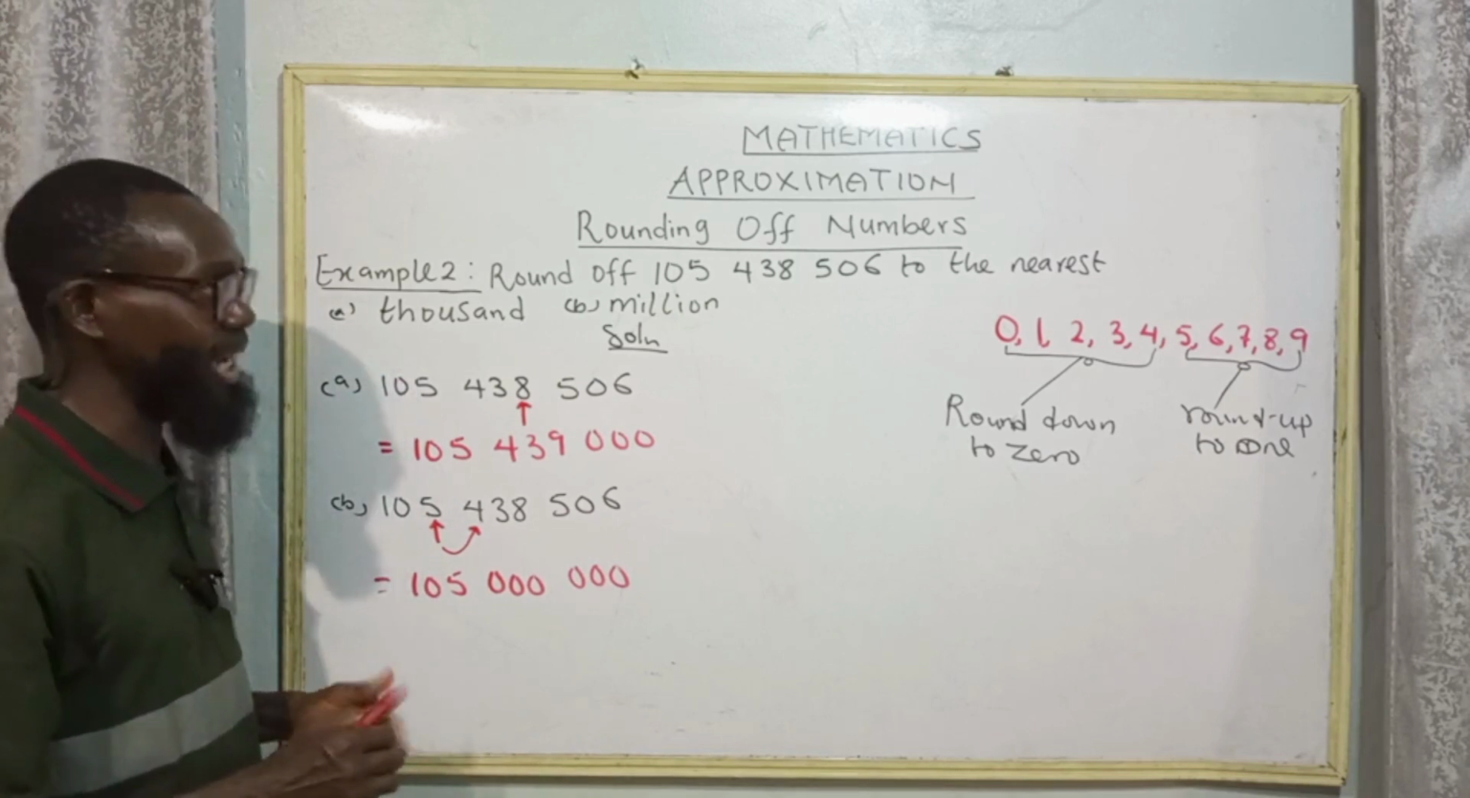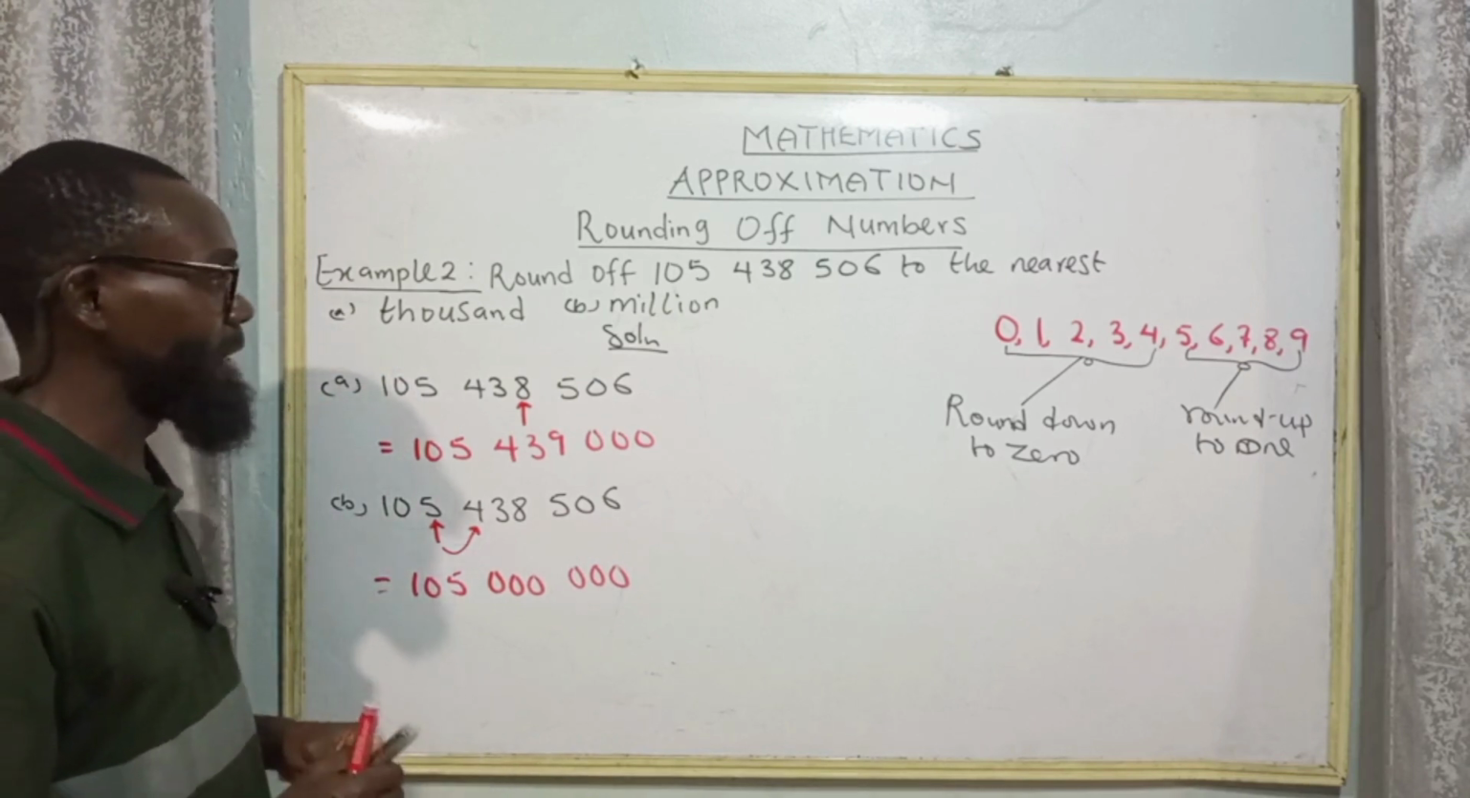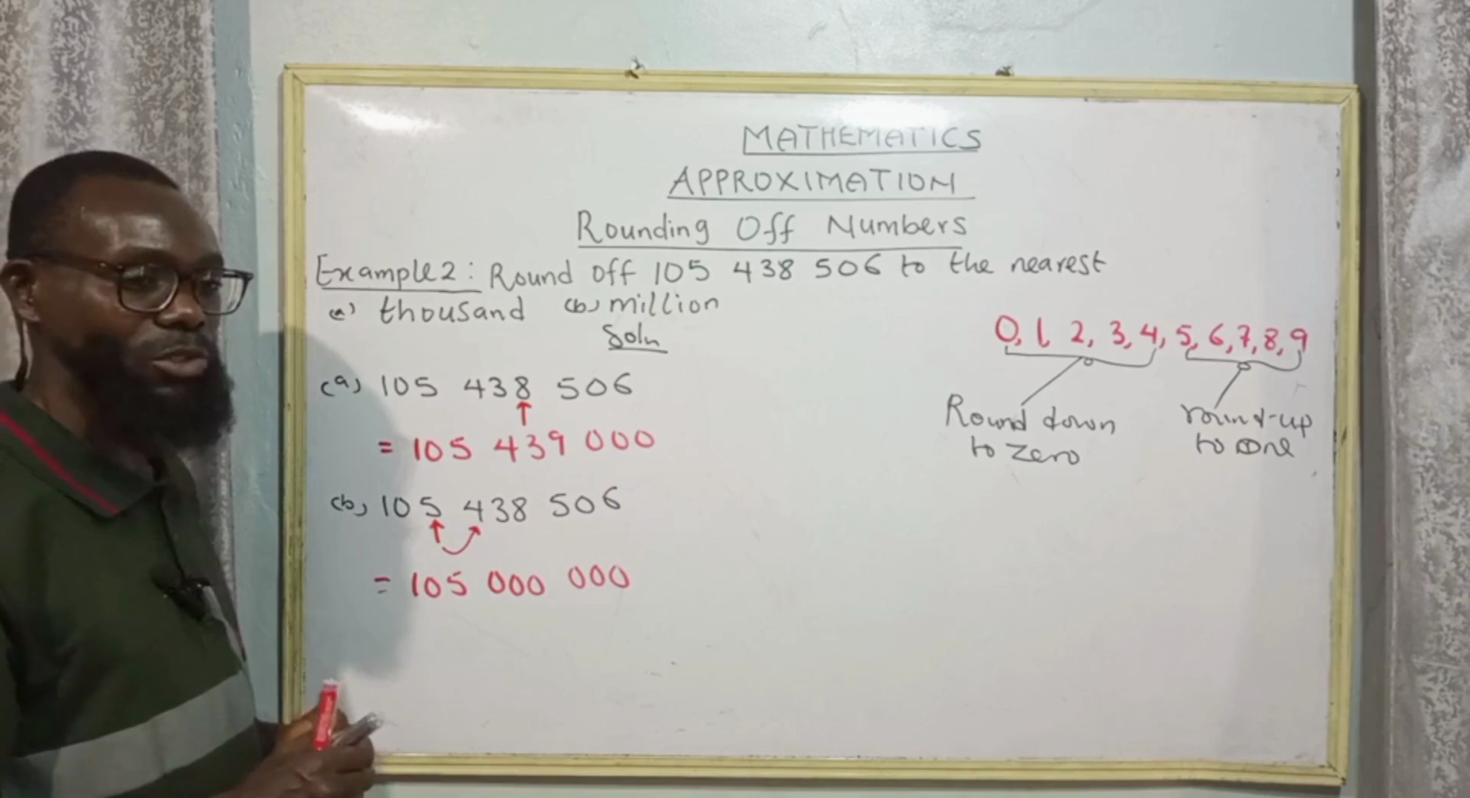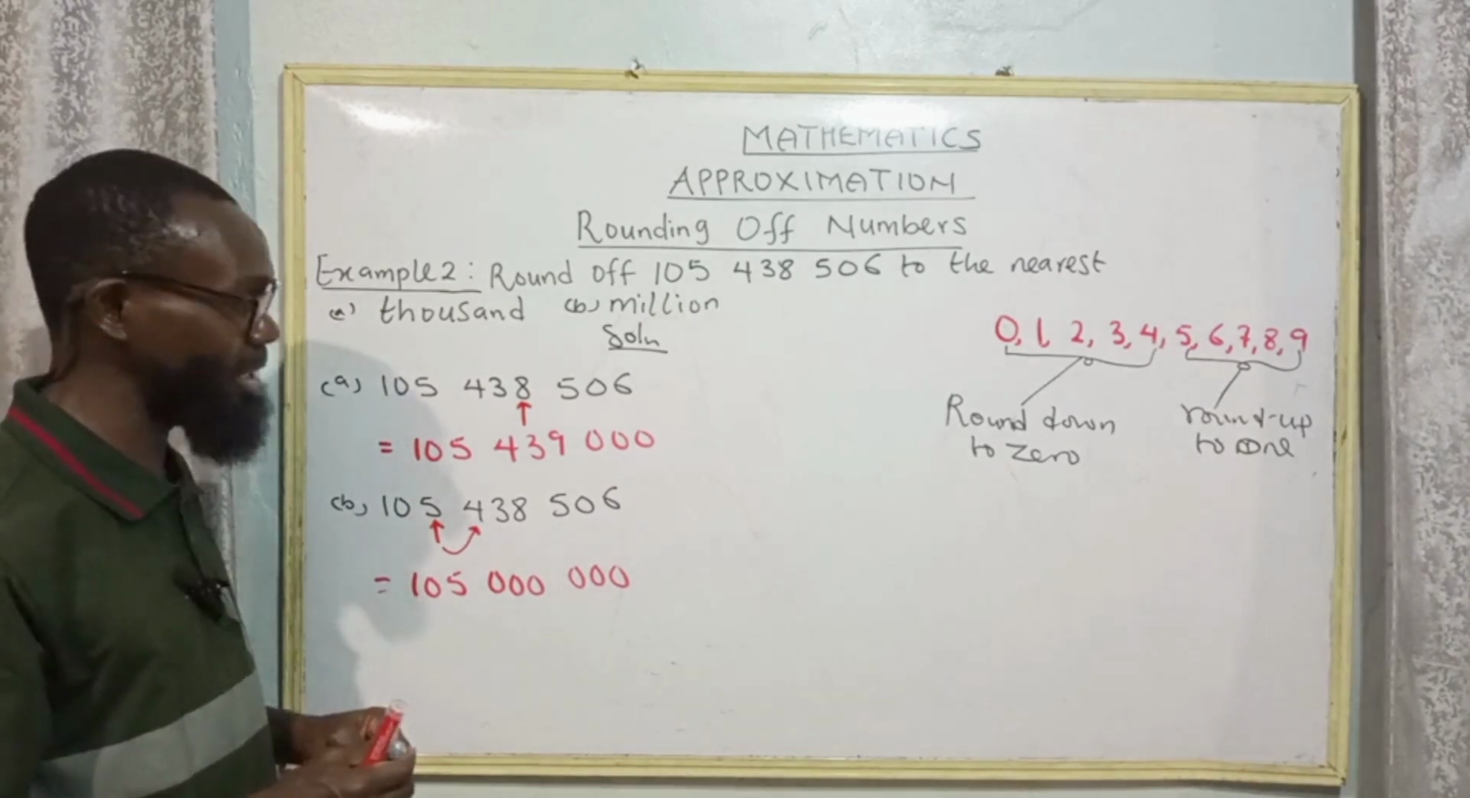So this is how to round off numbers to the nearest thousand, hundred, or whatever we are given.